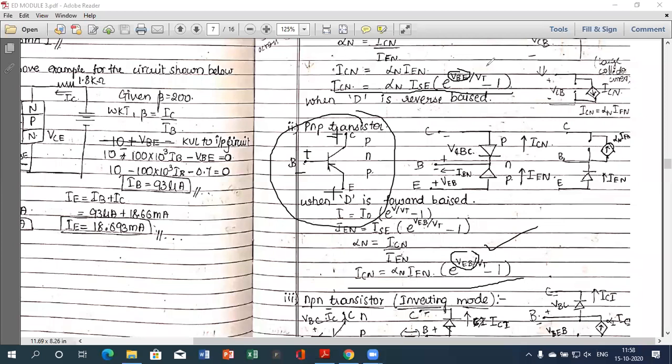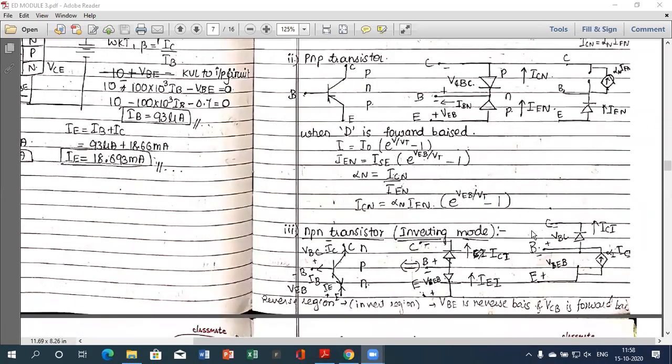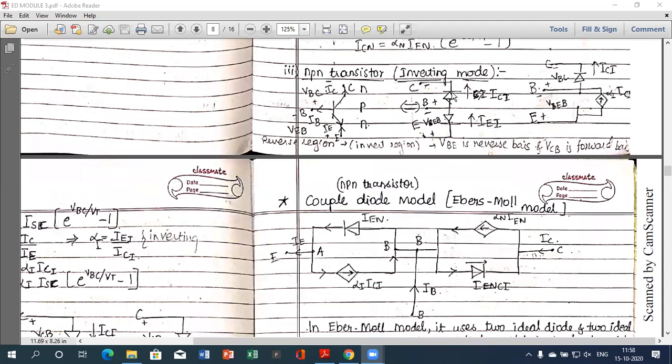Okay. So now this is for the PNP transistor. Anyone can be used here. Okay. Now similarly, we'll move on to the next one. The next is the NPN transistor if it operates in inverting mode. So if it operates in inverting mode, then what happens? So let us consider this one. So this is again one NPN transistor.